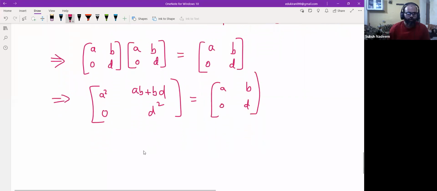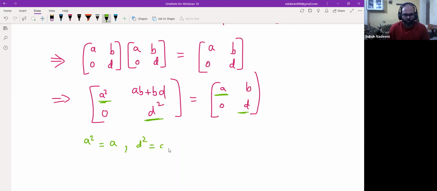So this is what we have. Now from here, if you have any doubt in any step, you can surely ask me. So this A square is equal to A. A square and A is same. D square is equal to D. And 0 is of course equal to 0. We don't have to do anything here. And AB plus BD is equal to B. So let us take B common here. So B into A plus D is equal to B. This is what we can say.